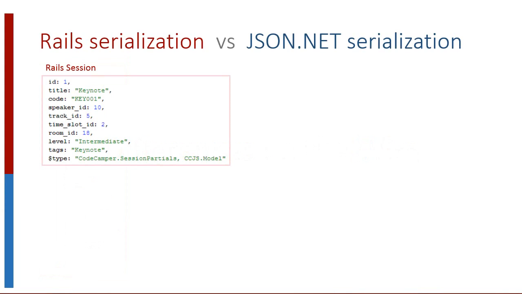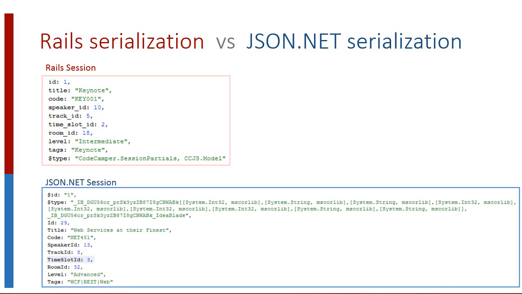In this example, we're looking at the session object sent back in response to a particular kind of query. We're asking for only some of the attributes of the session. We call that a projection or a partial. Here's what it looks like coming from a .NET backend. And you can see immediately, just visually, that there are some differences here.